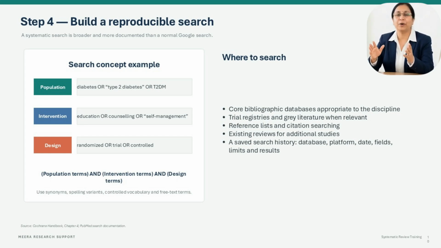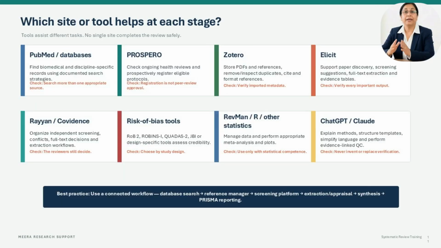Google Scholar or Elicit alone should not automatically be treated as a complete systematic search. Different tools solve different problems. PubMed and other databases retrieve records. PROSPERO helps identify ongoing reviews and register eligible protocols. Zotero manages references and citations. Elicit assists discovery, screening, and extraction.